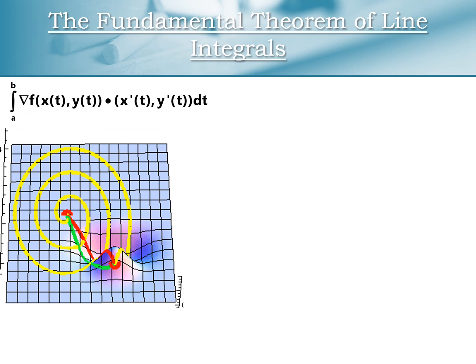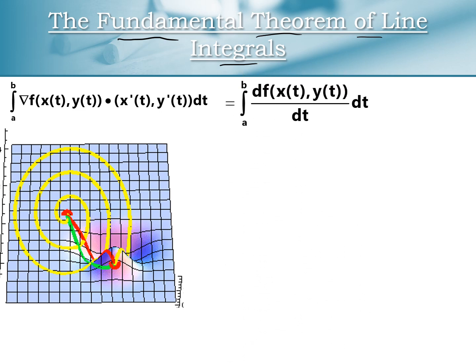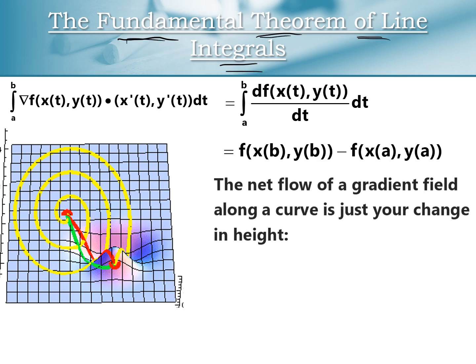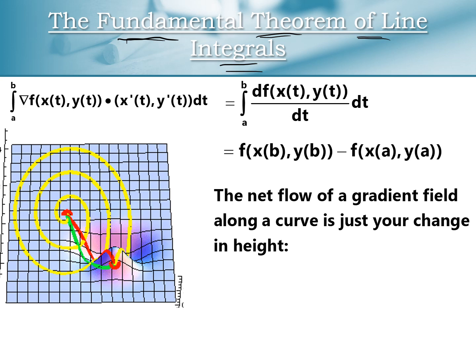Guys, this is such an important idea, what we're discussing here, that it is called the fundamental theorem of line integrals. Also, it looks just like the fundamental theorem of calculus. So just apply the chain rule, then apply the fundamental theorem of calculus, and look at this. The integral of field dot tangent is f of x of b, y of b minus f of x of a, y of a. This idea is so foundational to vector calculus that it is the fundamental theorem of line integrals. The net flow of a gradient field along a curve is just your change in height, your change in f along your path.